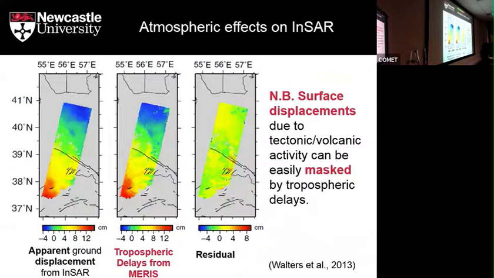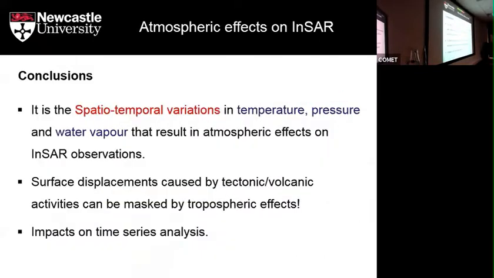To conclude the background, we know that it is spatial temporal variations in the water vapor, temperature or pressure that result in the atmospheric effects, not the absolute value. And the magnitude of the tropospheric delay is very big, so it can mask your ground motions very easily. And it has a huge impact on the time series analysis as well. So that is the definition of what is atmospheric delay.